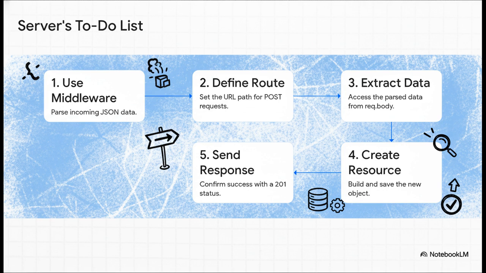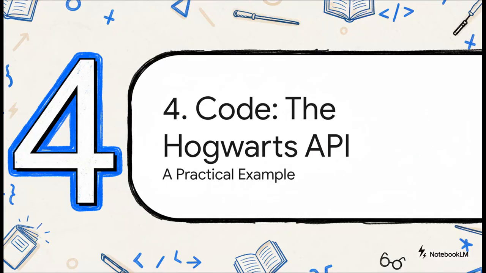Third, we grab the translated data. Fourth, we use that data to create our new thing. And finally, number 5, we send back that 201 created message to say, job done. A simple 5-step process. All right, enough talk.